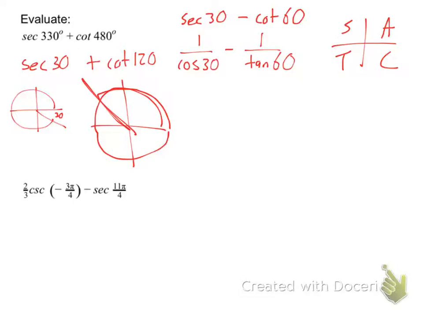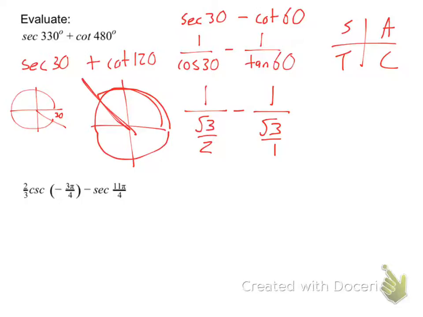And now you just have to ask yourself, what's the cosine of 30? You have a unit circle. You have reference triangles. You know SOHCAHTOA. What is the cosine of 30? Square root of 3 over 2. So, continuing on, what's tangent of 60? It's just the square root of 3 over 1, right?